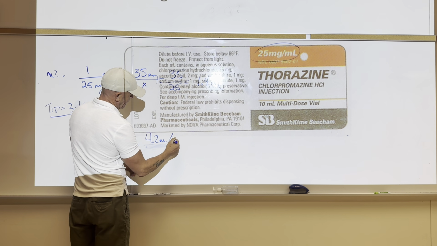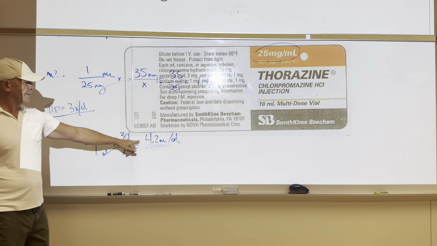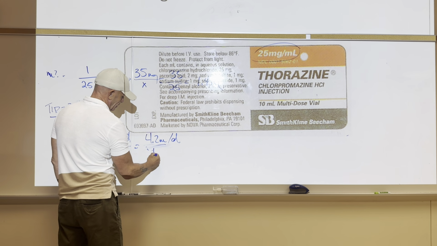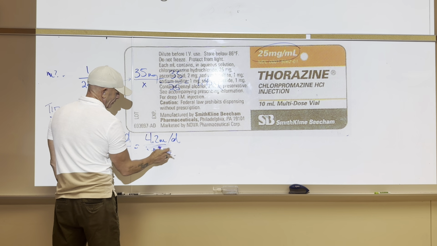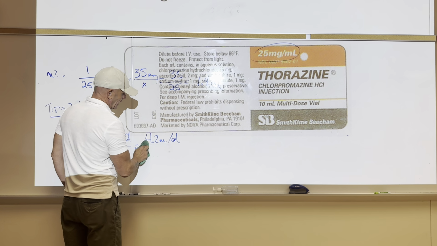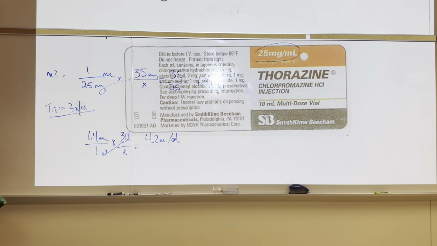Now, see how I write it this way? This is how you're going to see an order written: 4.2 mLs per day, okay? It won't be like this. You see it in the hospital or on your orders, it's going to be a slash on the side like this. Okay, very good.